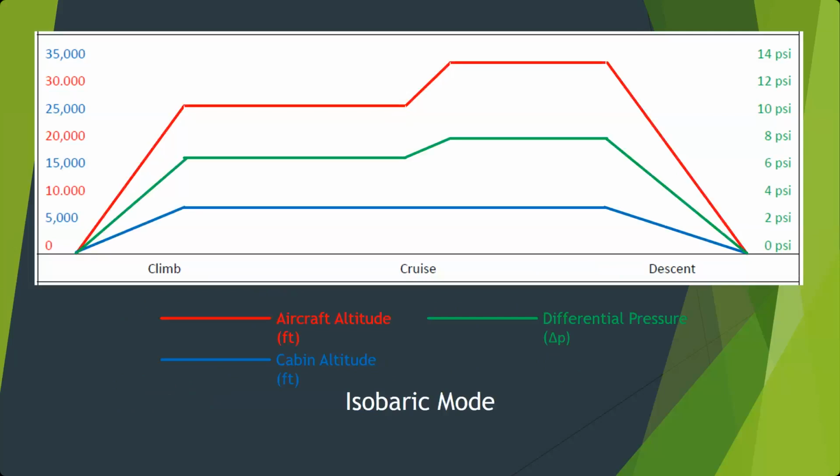Okay. So here's an isobaric mode example. So here, the cabin altitude we're keeping the same. You can see as the aircraft altitude increases or changes, it's going to change the differential pressure. Right, as the altitude of the aircraft increases, if we want the cabin to stay the same, then the differential pressure is going to have to increase. And that's what's happening here during the cruise phase.